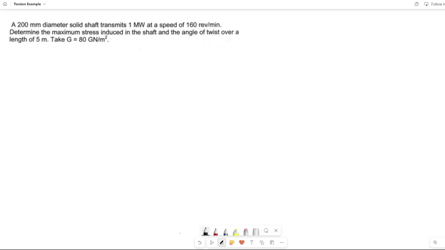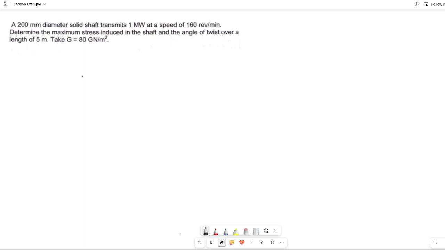A 200 millimeter diameter solid shaft transmits 1 megawatt at a speed of 160 revolutions per minute. Determine the maximum stress induced in the shaft and the angle of twist over a length of 5 meters. Take the modulus of rigidity as 80 giganewtons per square meter.